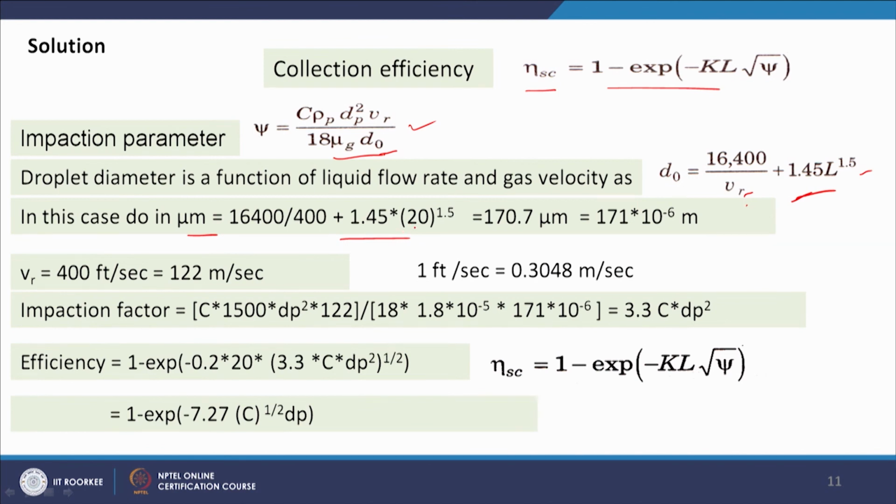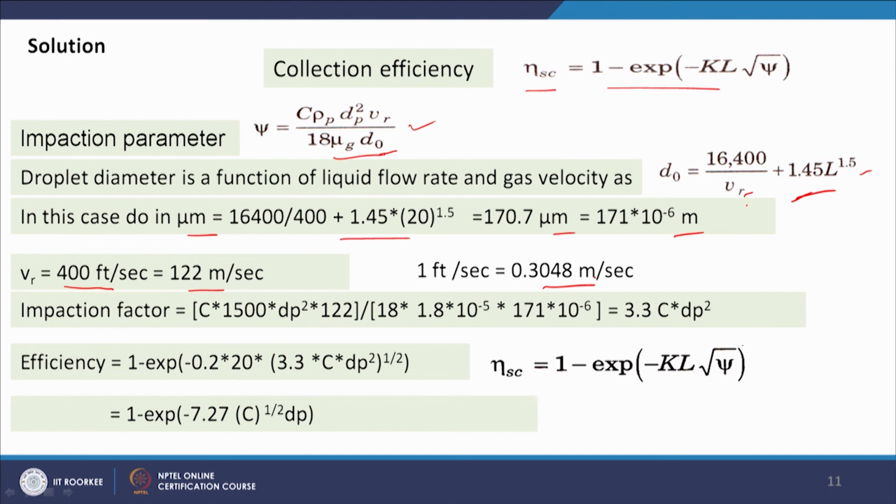So, L is equal to 20 to the power 1.5. So, that is equal to 170.7 micrometer. So, this is equal to 171 into 10 to the minus 6 meter. Then we are getting that Vr is equal to 400 feet per second, that is equal to 122 meter per second, because 1 feet per second is equal to 0.3048 meter per second.